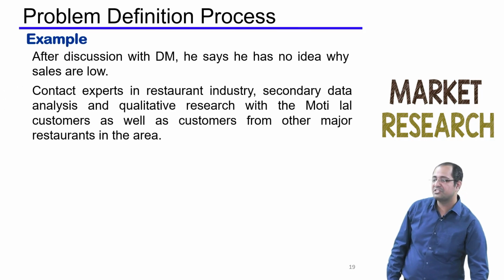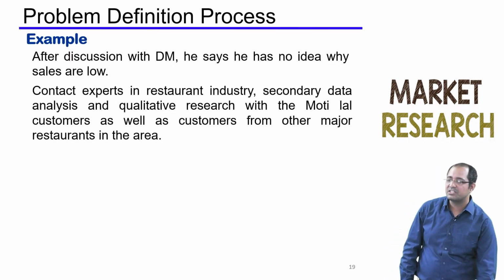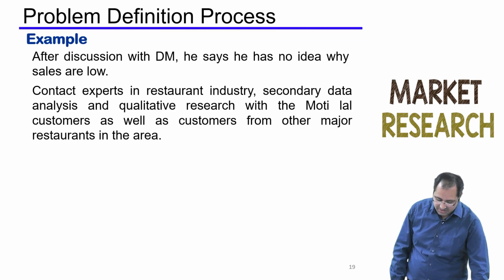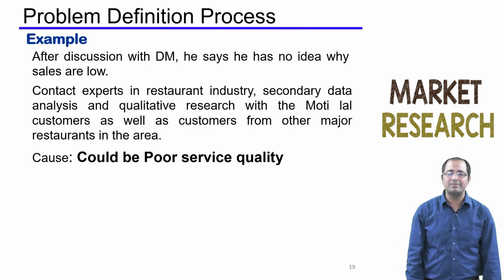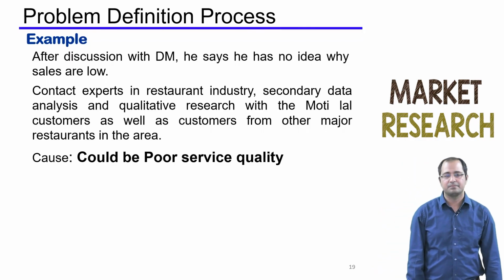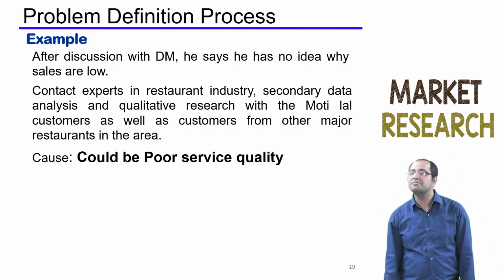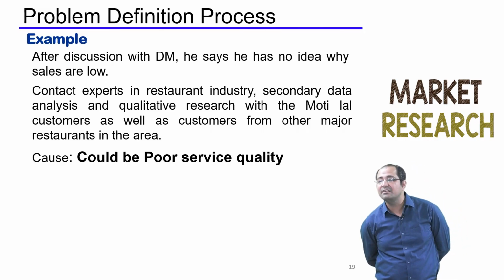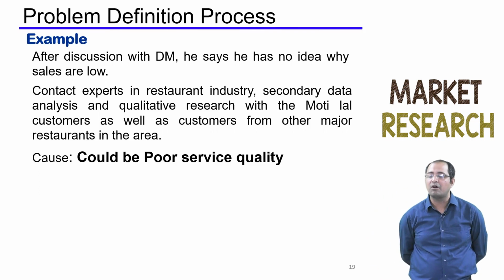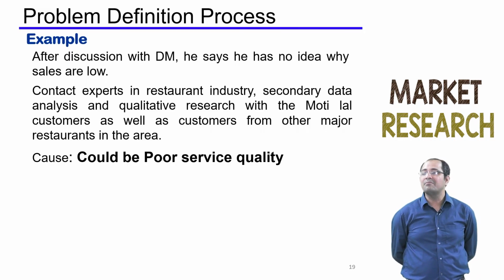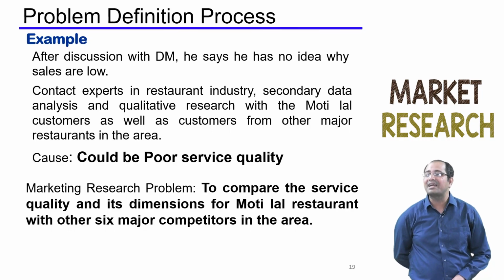After discussion, the decision maker says he doesn't have much idea, experts and everybody was consulted, and it was identified that it could be poor service quality. So the probable cause in this case is poor service quality. Now the marketing research problem has to be defined based upon this probable cause, focused on this probable cause in such a way that the problem allows us to confirm it and solve it. So this is one of the ways to write the marketing research problem.